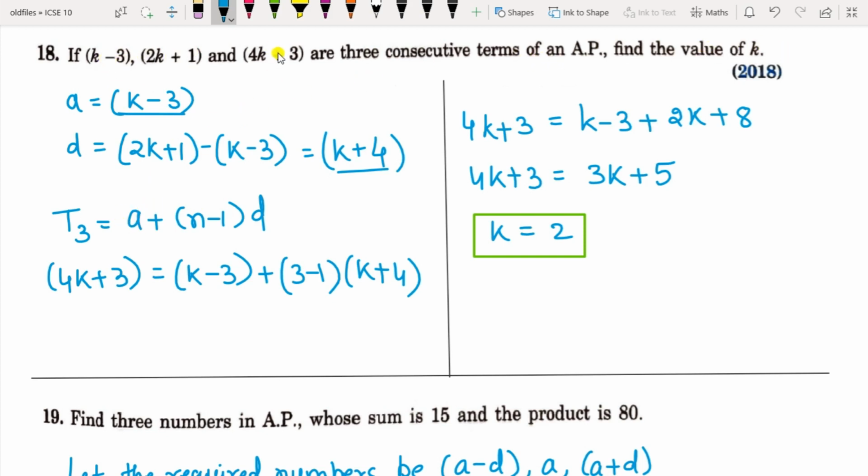So here there are three terms only. So you have to consider T3 equal to A plus (n minus 1)D. So n, the number of terms here, is 3. So T3 is 4K plus 3, A is K minus 3, n is 3 minus 1, and D is K plus 4. So if you solve this, you get the value of K as 2.